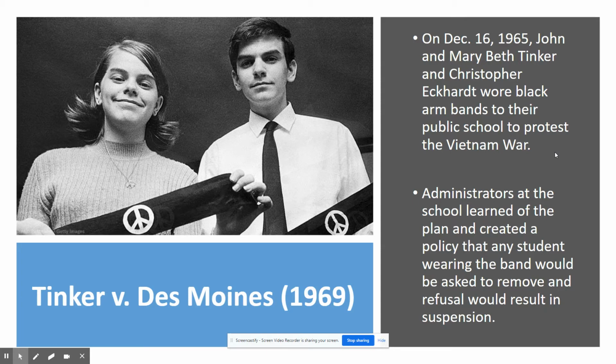And then symbolic speech, which is using actions and symbols to convey an idea rather than words. So let's get into our first freedom of speech case. This is Tinker v. Des Moines from 1969, and this is one of your required cases for the AP exam.